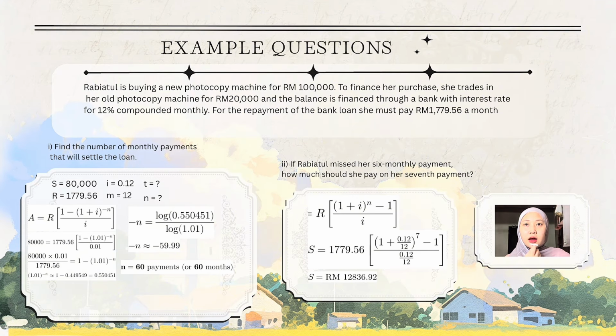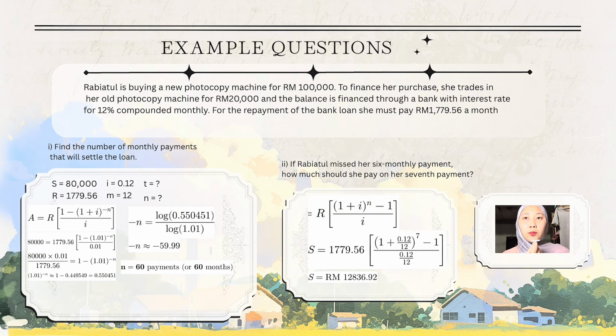Example question. Rabiatul is buying a new photocopy machine for RM 100,000. To finance her purchase, she trades in her old photocopy machine for RM 20,000 and the balance is financed through a bank with an interest rate of 12% compounded monthly. For the repayment of the bank loan, she must pay RM 1,779.56 a month. We use the formula A equal to R times (1 minus (1 plus I) to the power of negative N) divided by I. So 8,000 equal to 1,779.56 times (1 minus 1.01 to the power of negative N) divided by 0.01.